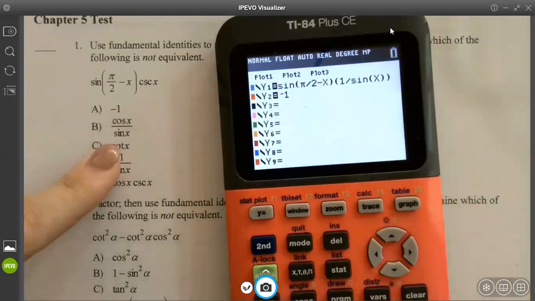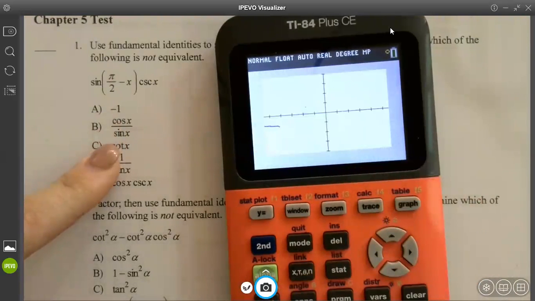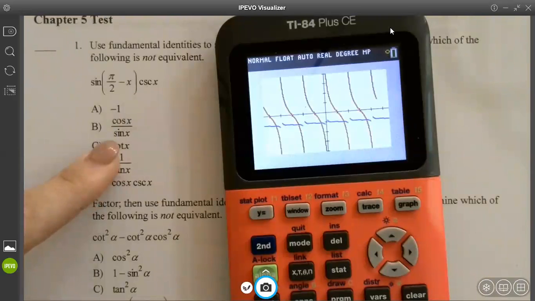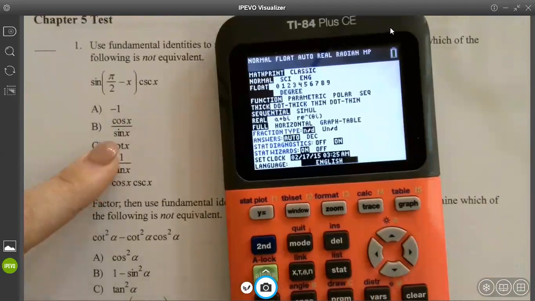And then I'm going to go down here and put in cosine x over sine x. Why does it look weird? So this one's not equivalent either, is it? Here's why. Does everybody see that? So you guys were questioning about that in your homework.